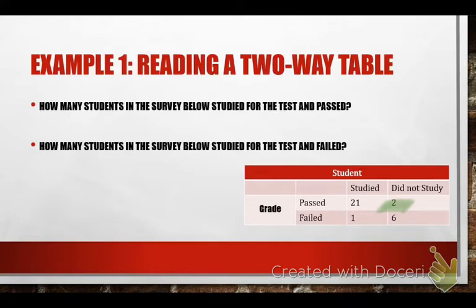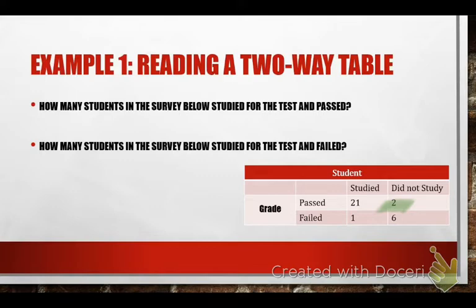All right, so if I asked you how many students did not study and still passed, you would cross them together and you would say 2. So how many students did not study and failed? 6. So you see how to read it. How many students studied but still failed? 1. Okay, so just simply reading the table.